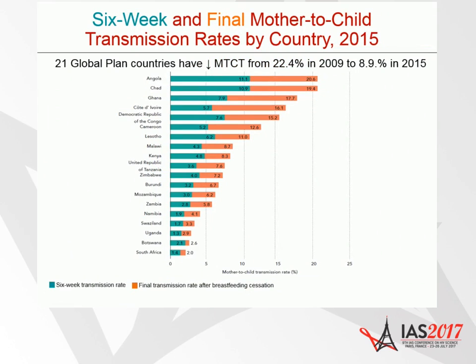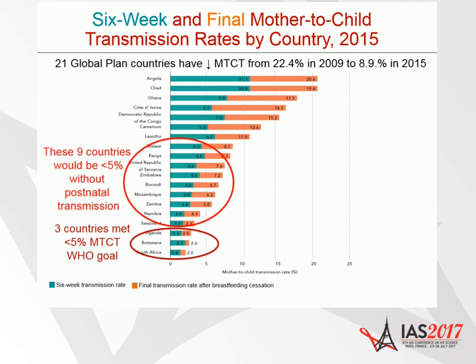So this slide shows you 6-week and final mother-to-child transmission rates. In green, you see the 6-week transmission rates, and in orange, you see the final transmission rate after breastfeeding cessation. And in the 21 global plan countries, we've decreased transmission from 22% to about 9% in 2015, but there's broad variation, and you can see 3 countries met the less than 5% WHO goal in 2015. And these additional 9 countries would be less than 5% if it were not for postnatal transmission.